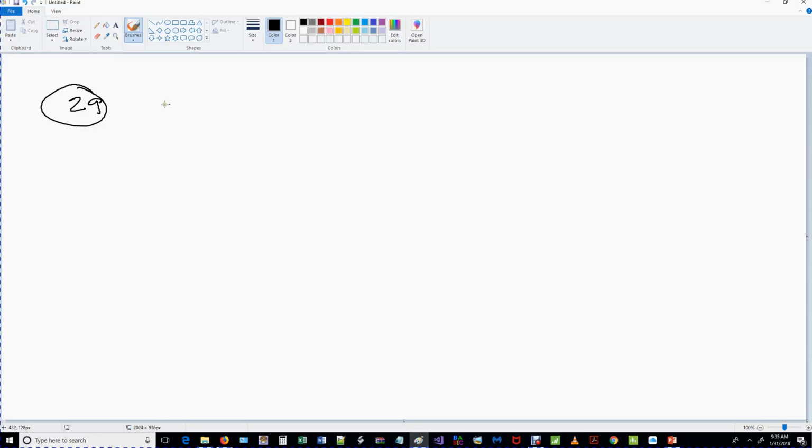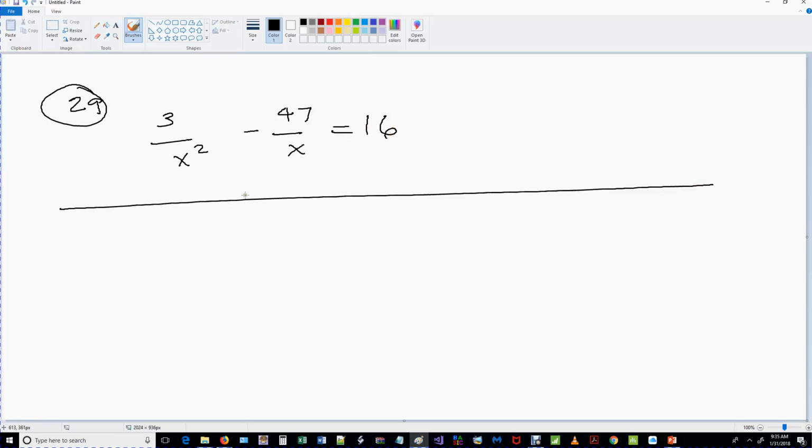You have 3 over x squared. I'm saying it's the same kind, not the same exact problem, but the same kind of problem. So the common denominator will be x squared, right? This right here is x times x. This is x, which is basically over 1. So the common denominator will be x squared. This is the way we do it.